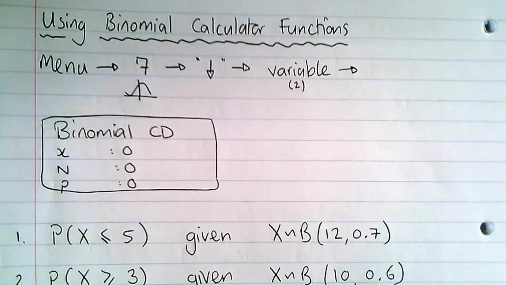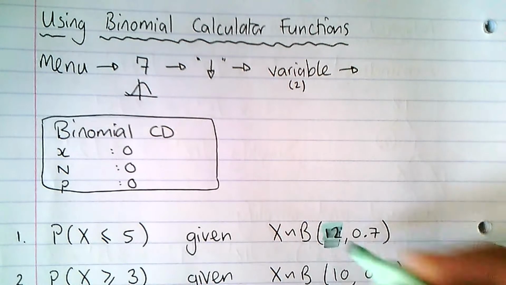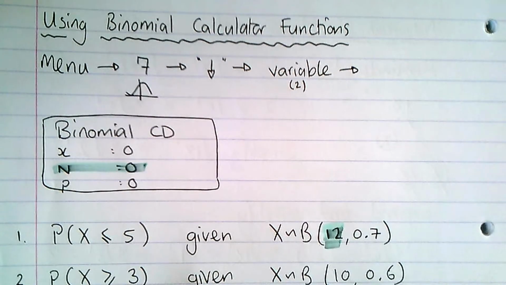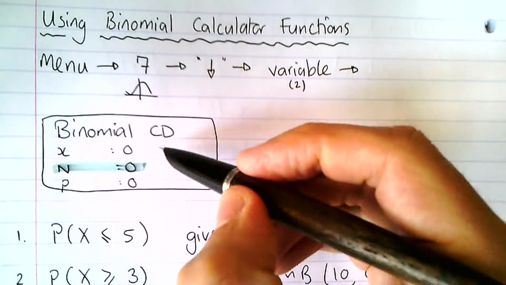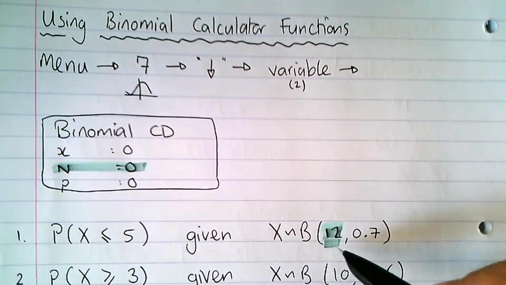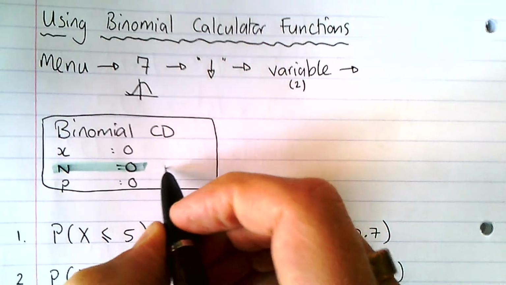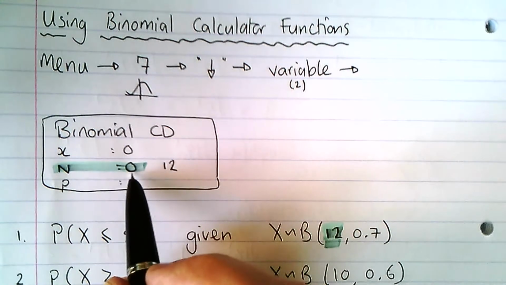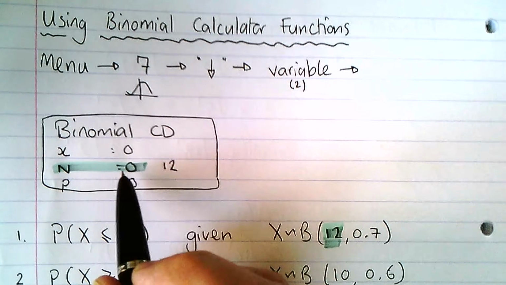So we are told that the number of trials here is 12. So the number of trials being 12 goes in here. Where it says n, if you move your cursor down so that the selection is over n and change that to 12, type that in as a 12 here, then it changes the number of trials from 0 to 12. Push equals, and it'll punch that in there.